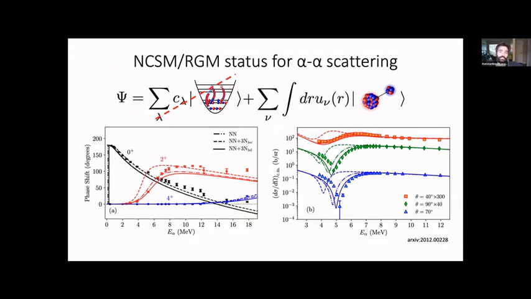Now, at this point, we still don't include the core polarization effects for the projectile and target. So this is purely a no-core shell model with RGM. So it's two alpha particles described in the no-core shell model and then being scattered using the resonating group method. What is shown here is the alpha-alpha scattering phase shifts. And the dot-dashed line that you see in the middle is the result that you get if you use only the nucleon-nucleon part of the interaction.